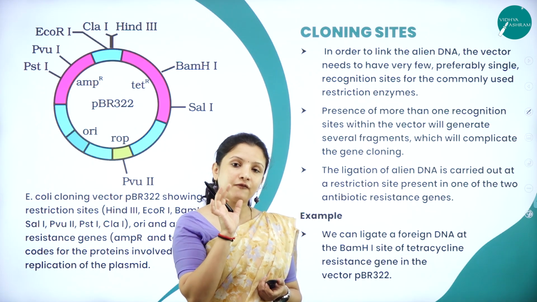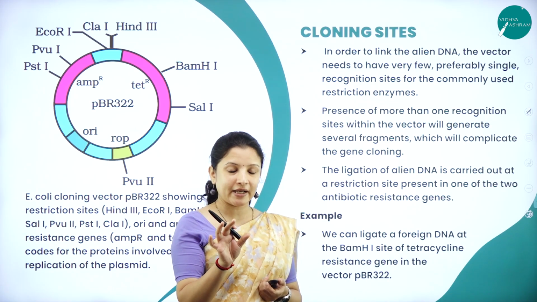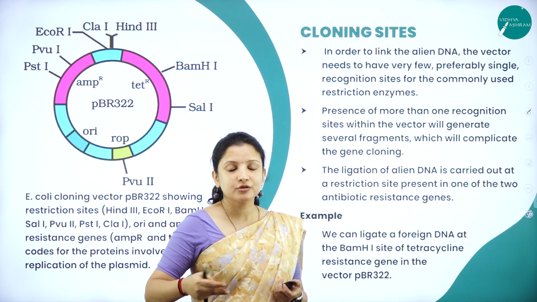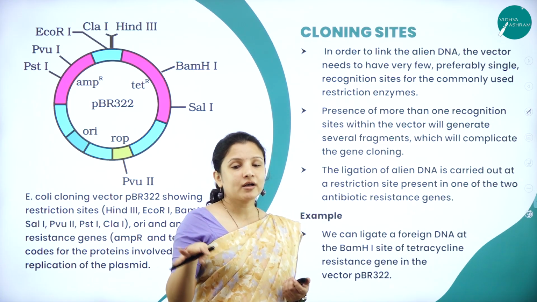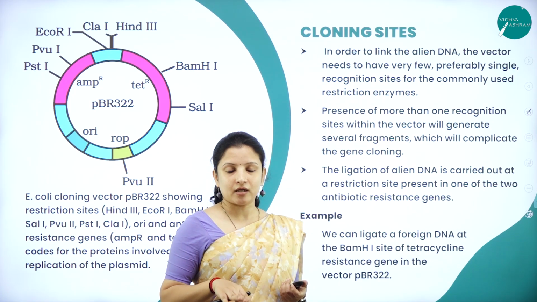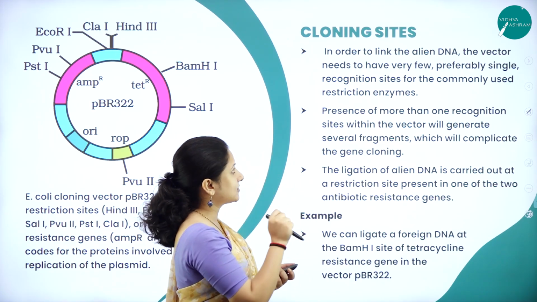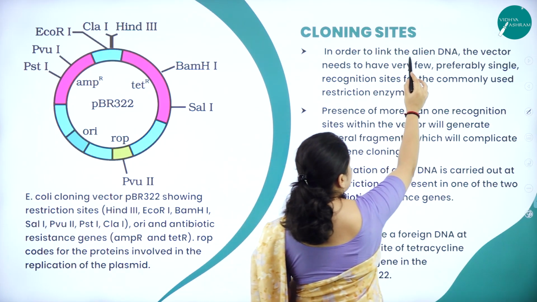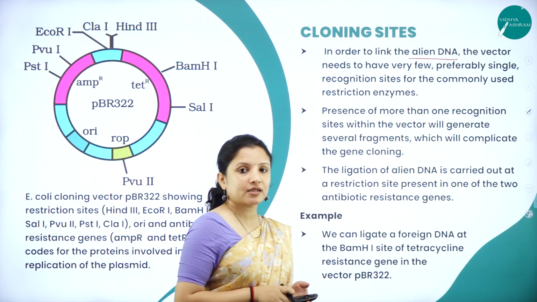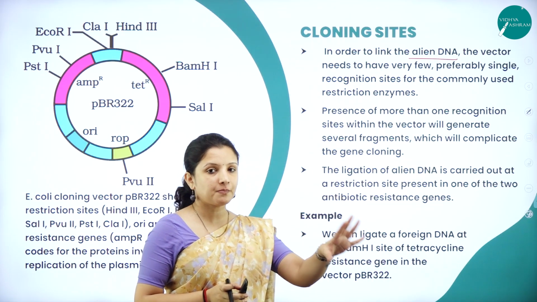Because if we link the foreign DNA in the cloning site, then only they will produce clones or copies of it, right? We cannot link it somewhere in the vector DNA. That is not possible. Only in specific sites called the cloning sites, alien DNA has to be linked. So what is this alien DNA? It is nothing but the foreign DNA which we got from plant A.